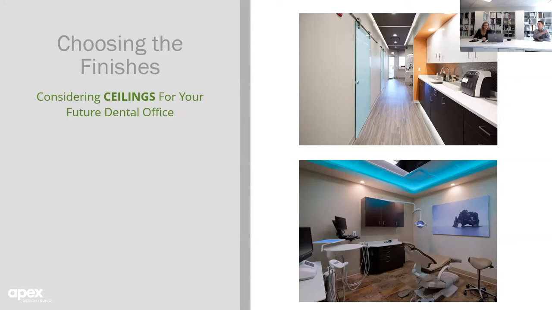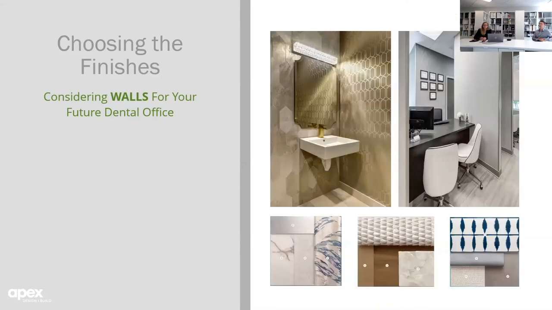From ceilings, we'll move down to walls. You know, walls can be painted. That's the most economical way. There is scrubbable paint and wipeable paint, and I'm talking, you know, beyond the eggshell paint you can get at a home improvement store. But there's architectural paints out there that are meant to be scrubbed and cleaned.